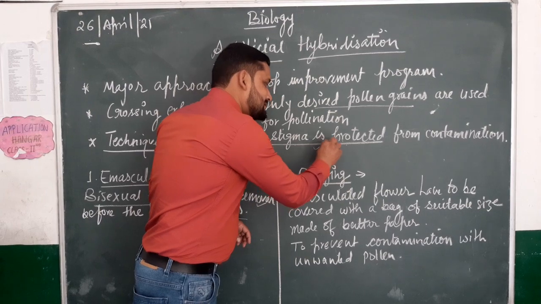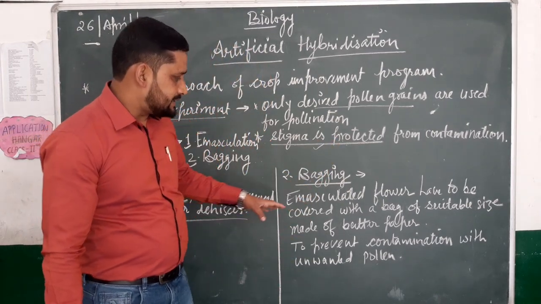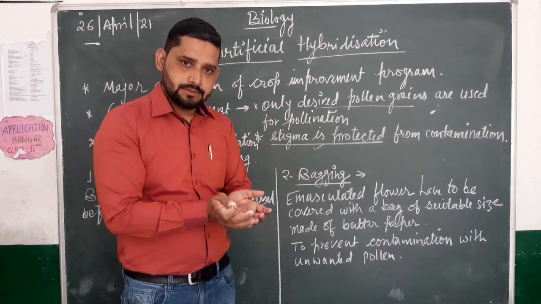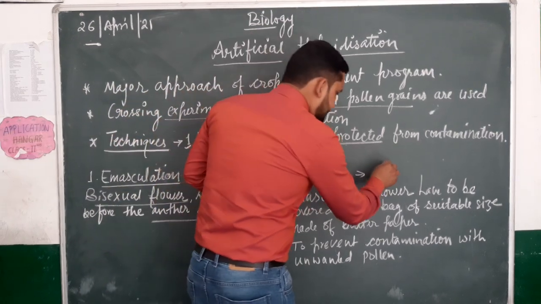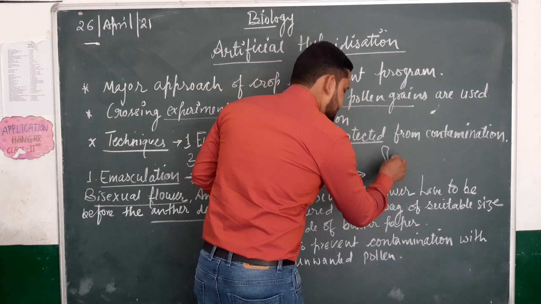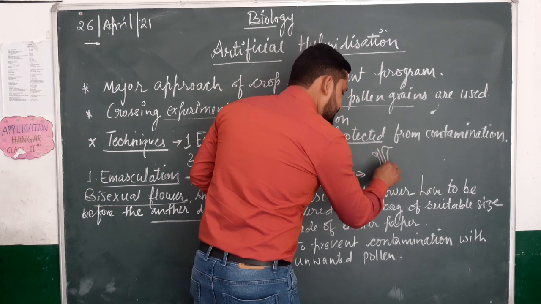The needed thing is stigma has to be protected, right? अब क्या होता है? The emasculated flower has to be covered with a bag. ठीक है? अब हमने क्या किया? एक फ्लावर है, उस फ्लावर में से हमने, this is suppose the stigma, ठीक है? हमने इसमें से क्या कर दिया है? एंथर को रिमूव कर दिया है.